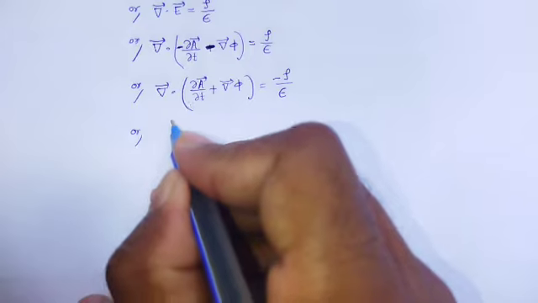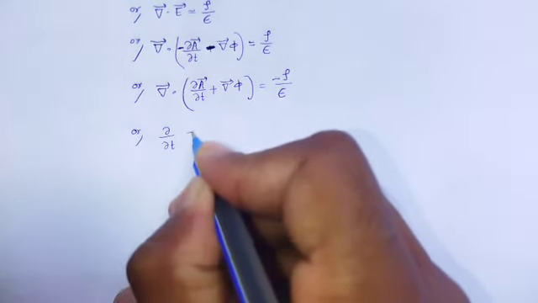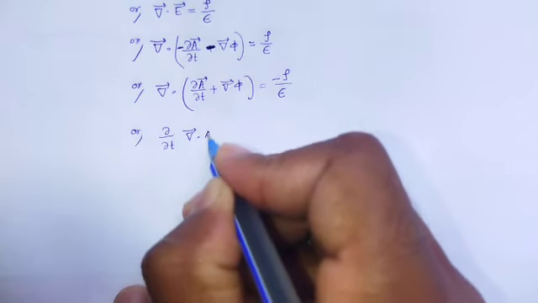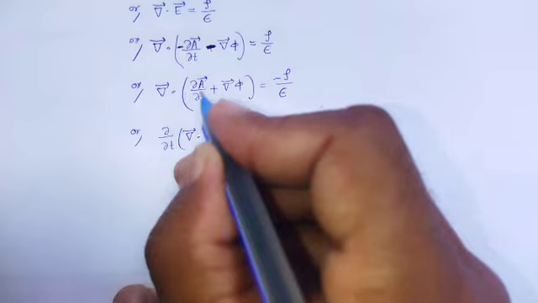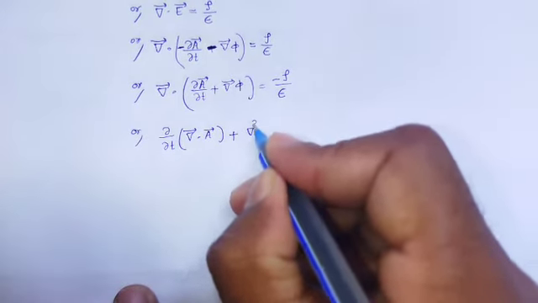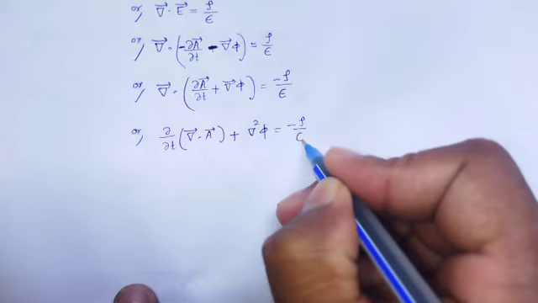Or that one is del by del t of grad dot A plus grad dot grad phi, grad square phi is equal to minus rho by epsilon.